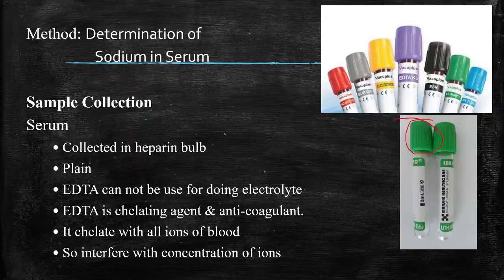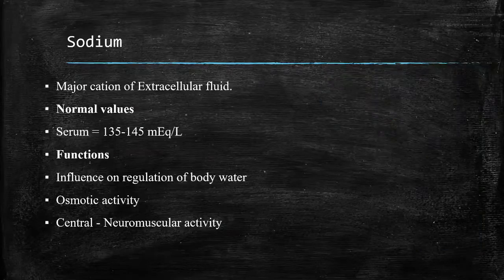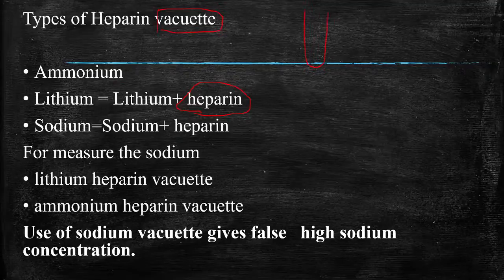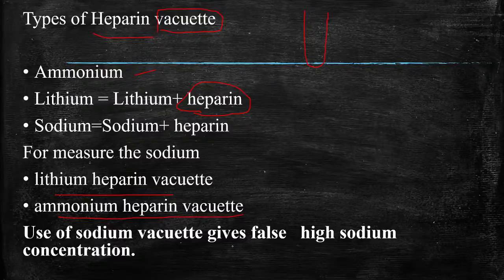Okay, so they are called vacutainers. There are different types of heparin vacutainers: ammonium heparin vacutainer, lithium heparin vacutainer, and sodium heparin vacutainer, which contains sodium plus heparin. For measurement of sodium, a lithium heparin vacutainer is used. It contains lithium plus heparin, and an ammonium heparin vacutainer can also be used.